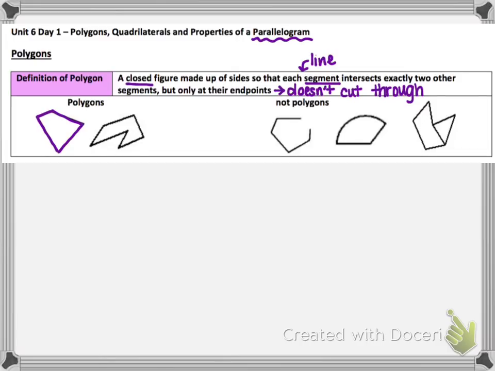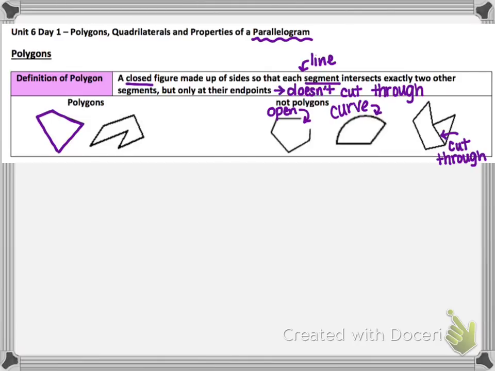Over here on the right, these guys are not polygons. So this first one is not a polygon because it's open. If you notice right here, there's a big gap. So it is not closed, and so that makes it not a polygon. Right here in this middle one, it has a curve. So since that side is not a straight line, that is not a polygon. Over here, this is what I mean by something cutting through. So that line that goes through the middle of the shape makes it not a polygon.